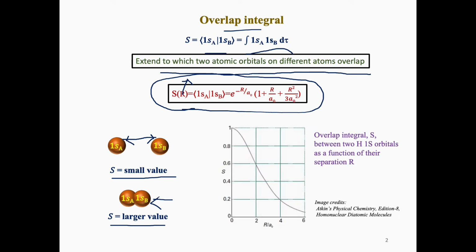This is plotted here, which is the overlap integral S between two hydrogen 1s orbitals as a function of their separation r. And we can see that as the r by a0 ratio increases, the value of S decreases and reaches almost 0. And S has its highest value of 1 when the r by a0 value decreases and reaches towards 0.